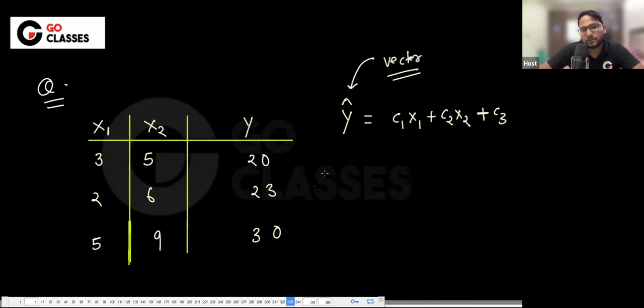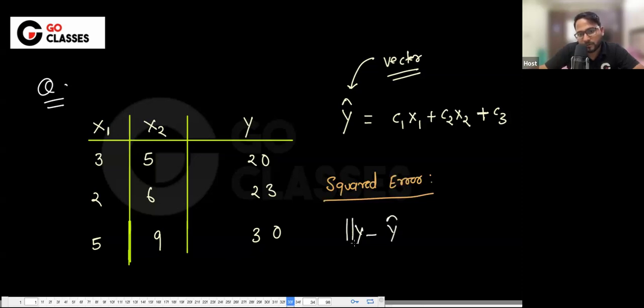Now, what is the mean? Sorry, no, I'm not using the term mean. What is the squared error? Squared error is y minus y cap norm square, or maybe if you want, you can write it like this. Is this fine to everyone?